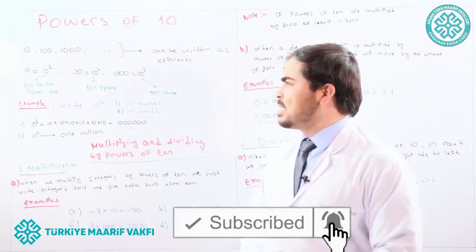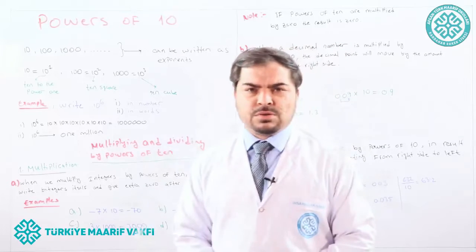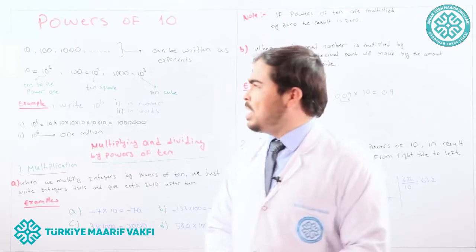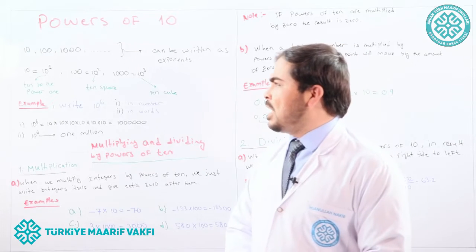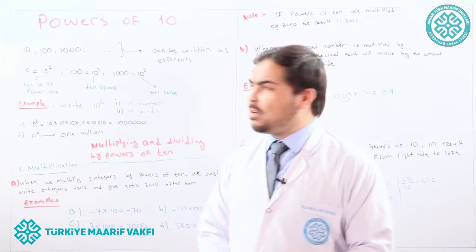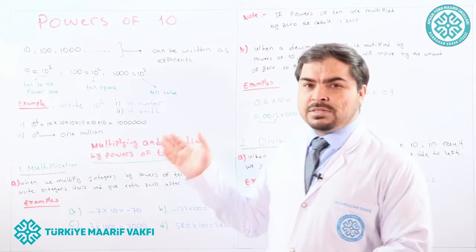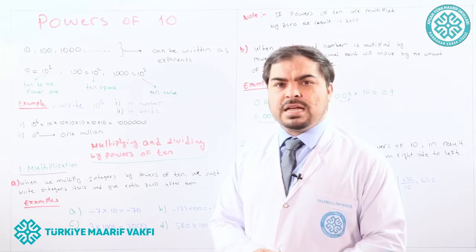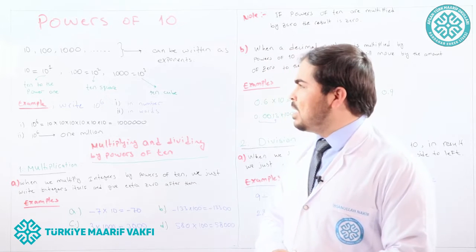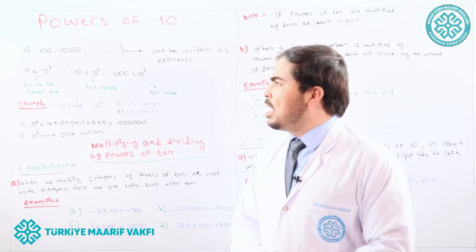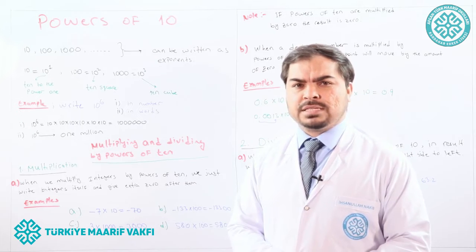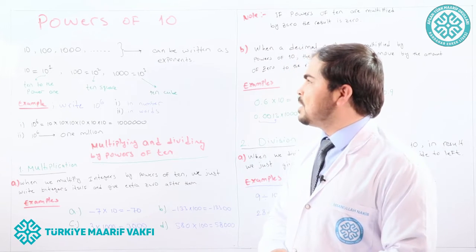Powers of 10 means when there is a 1 and zeros to the right side of it, this is called a power of 10. For example, here we have 10, 100, 1000, 10,000, 100,000 and a million. All of them are considered powers of 10.